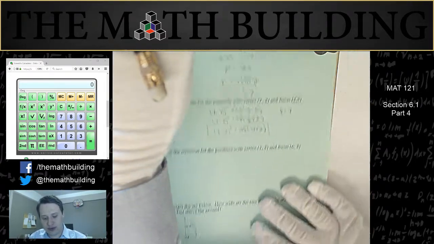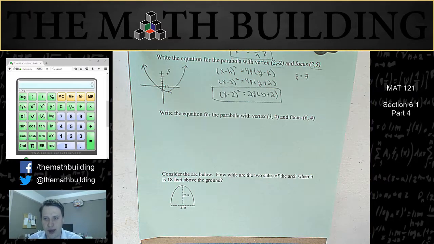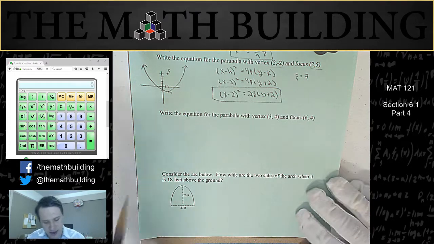Let's do one last one in this video. See if you can do this one on your own. Write the equation for the parabola with vertex (3, 4) and focus (6, 4). Pause the video here and see if you can get it. Okay, hopefully you paused it and got the answer. Let's see if you got it right.